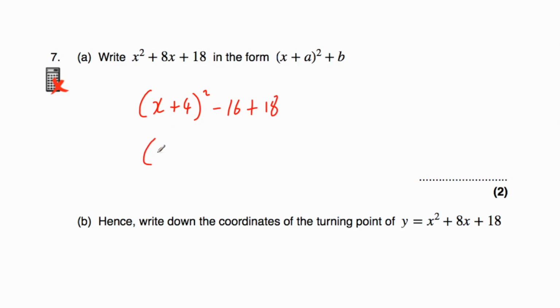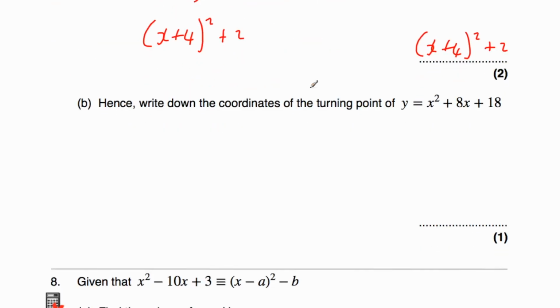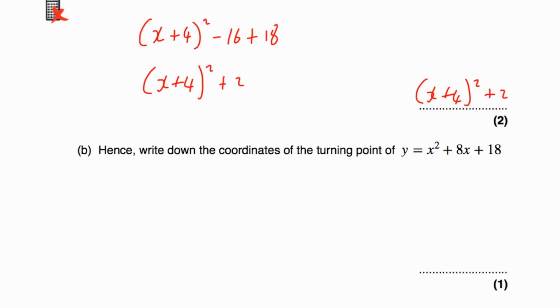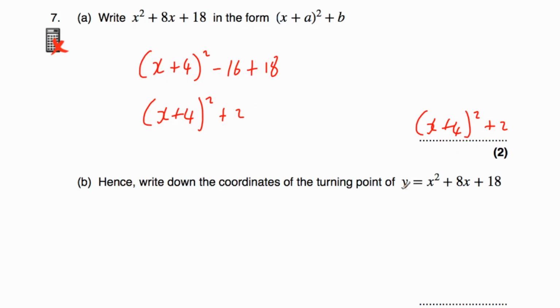And then that means that we would have (x plus 4) squared, and we've got negative 16 plus 18, so it's going to be 2, because negative 16 plus 18 is 2, so plus 2. So in the form (x plus a) squared plus b would be (x plus 4) squared plus 2. Okay, and part B says, hence write down the coordinates of the turning point of y equals x squared plus 8x plus 18.